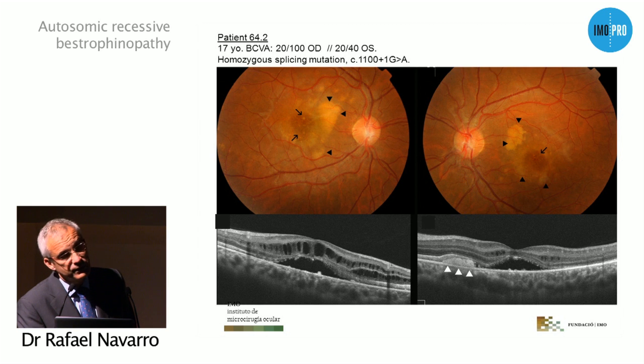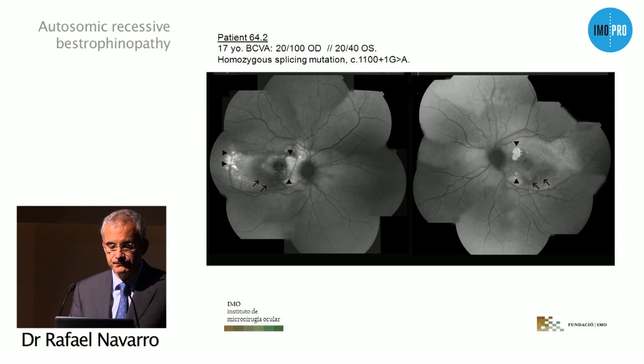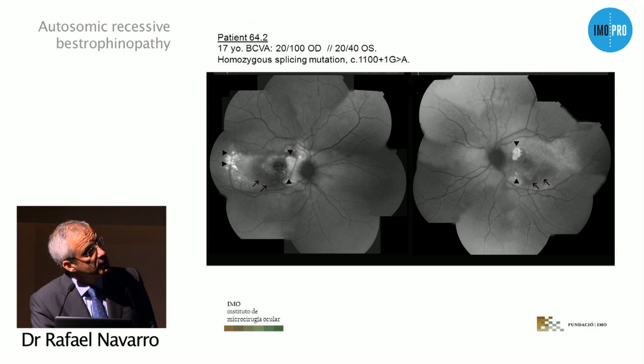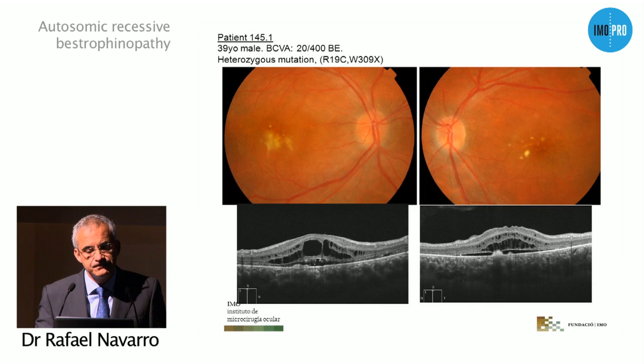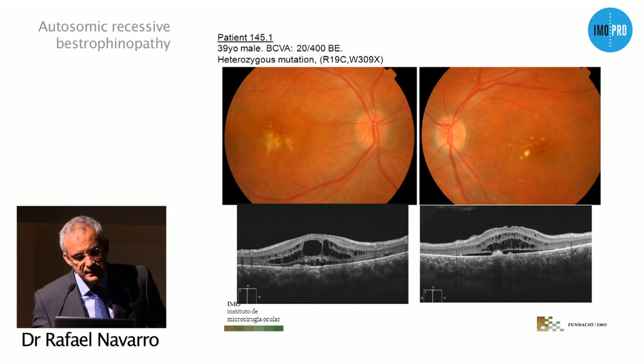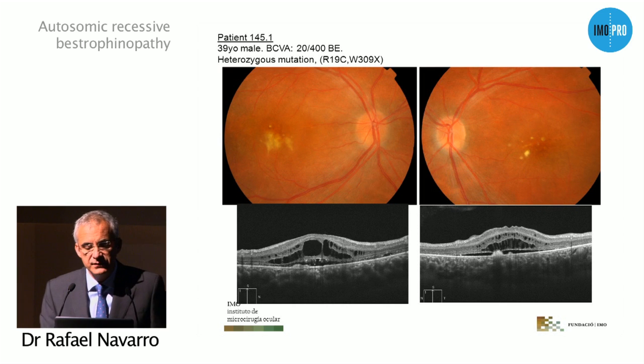On OCT scan, we can find the same features: the subretinal fluid, intraretinal cysts, and in this case, we can see the vitelliform deposit underneath the retina. On the autofluorescence imaging, we can see the vitelliform deposition and also the same aspect that we saw in the other patient. We recently diagnosed a new patient with this disease.